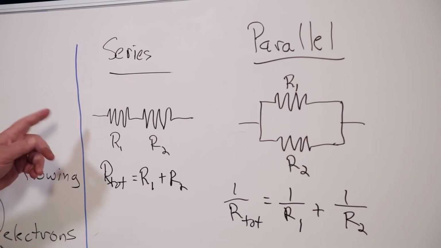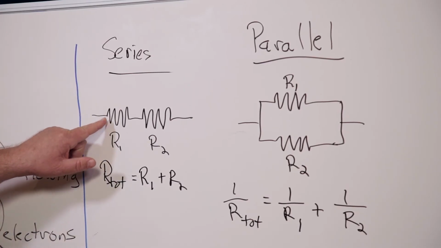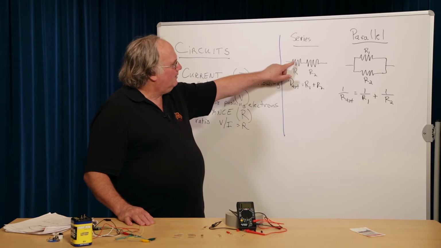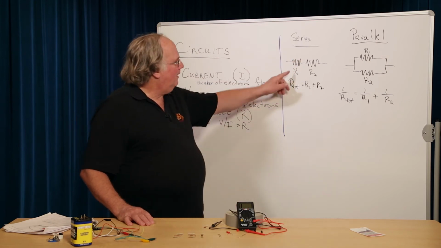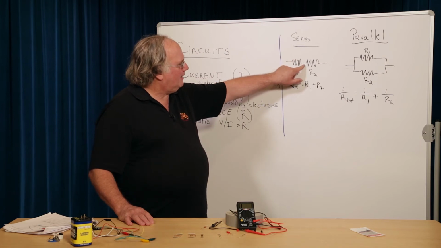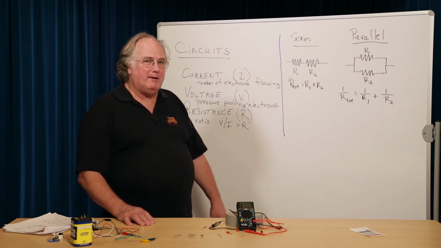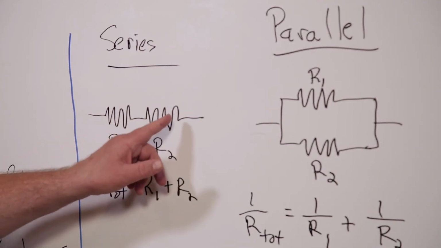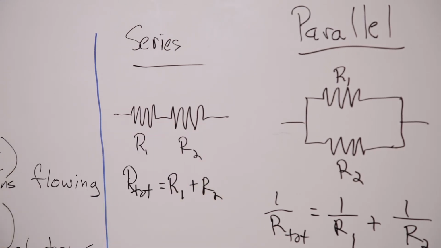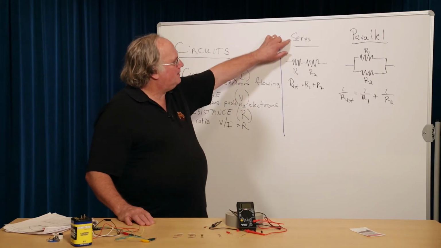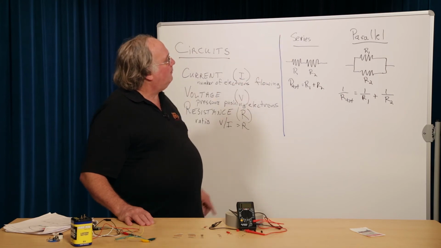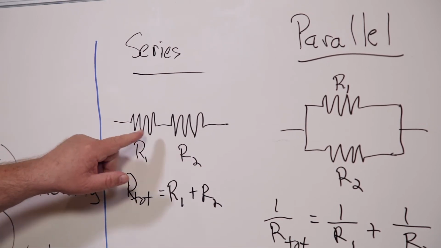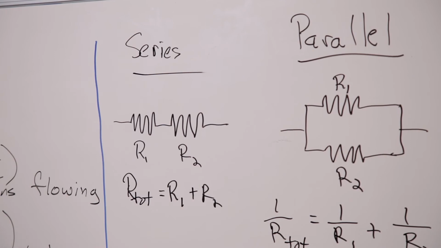So one way to hook resistors together is just to have one resistor hooked on to the end of the other resistor. This little squiggly thing means a resistor, and the lines on either end represent the wires coming out of a resistor. If you just take the wire coming out of one and hook it into the wire going into the next, this kind of connection is known as series connection. And the way it works is the resistance of the whole thing is equal to the resistance of the first one plus the resistance of the second one.